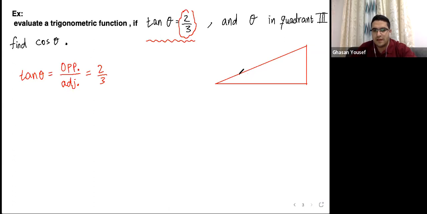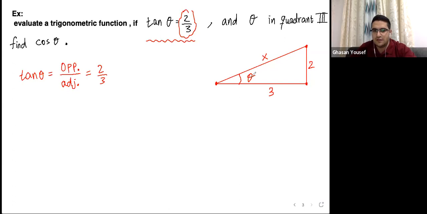So this is my angle, theta. The opposite of theta is 2. So this is the opposite side, from this point to this point. And the adjacent is 3, from this side to this side. So this is 3. You should find the value of the hypotenuse here, x, to find the cosine of theta.